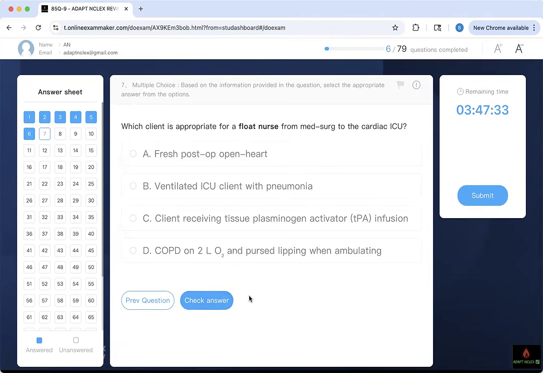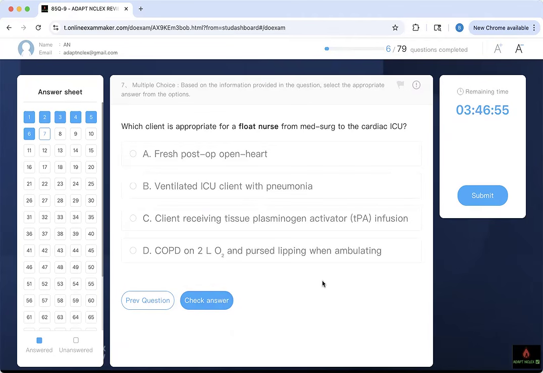Therefore, a fresh post-op open heart surgery patient, will you give it to them? A patient ventilated for pneumonia, will you give it to them? A client receiving tissue plasminogen activator infusion, TPA, will you give it to a floating nurse, right? A COPD patient on 2 liters oxygen and pursed-lip breathing when walking. Who is more dangerous? Who is more demanding? Who has so many problems? That's the answer choice. That's the concept. Like I said, every question, I'll give you a concept, write it down, and pick the right answer.